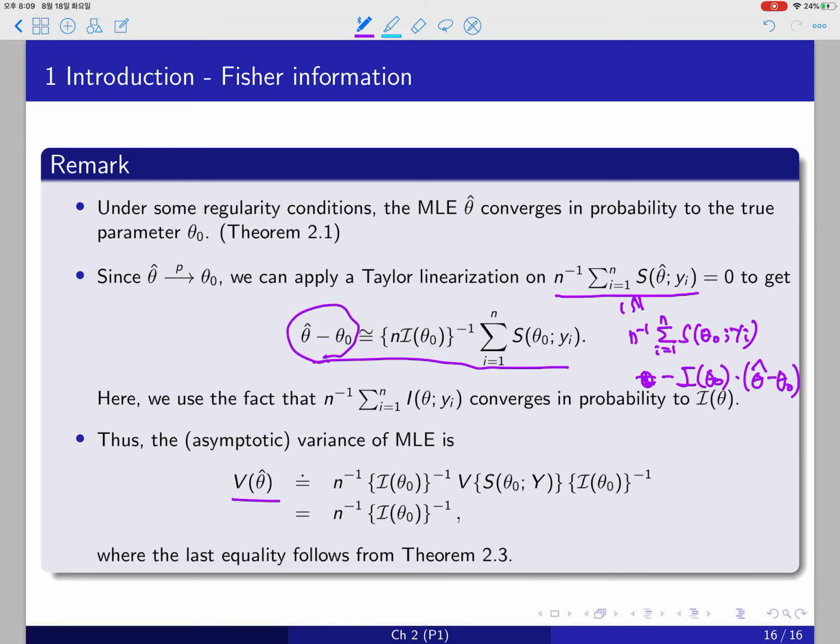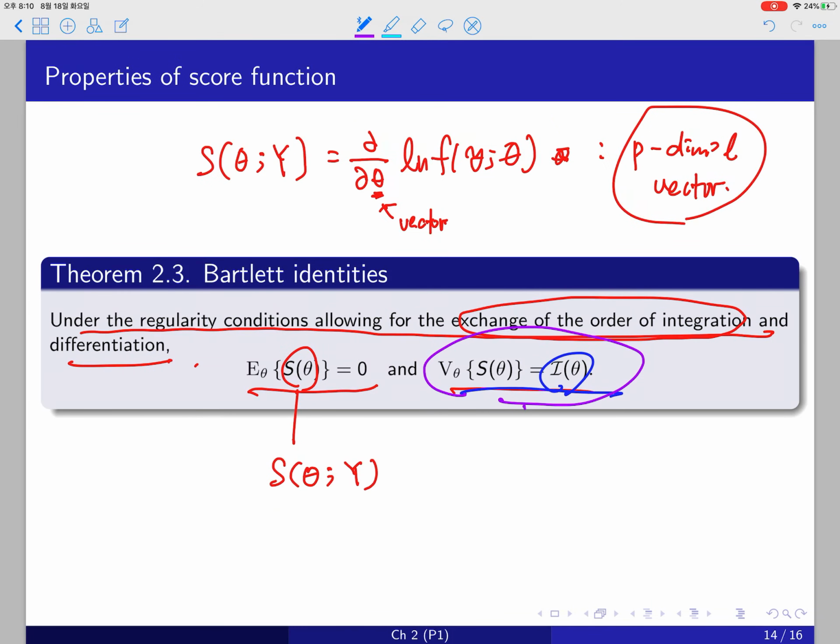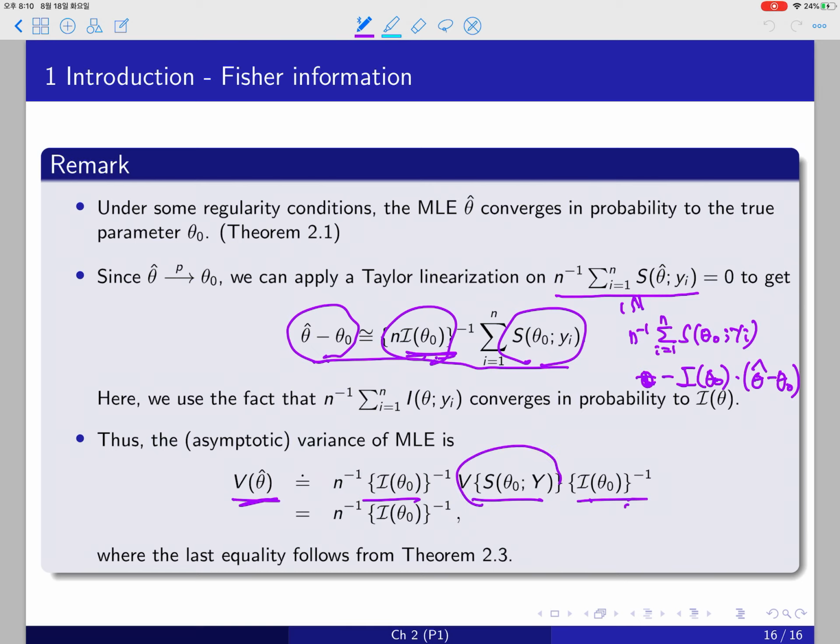After that, you can basically obtain the sandwich formula. The variance of zeta hat is this guy times the variance of this guy times the other one, right? So that is the sandwich formula. But now, because of this result, this guy is equal to the information matrix at zeta null. So there's a cancellation, and you obtain that the variance of zeta hat is the inverse of the Fisher information. That's a nice result for the MLE. Okay.